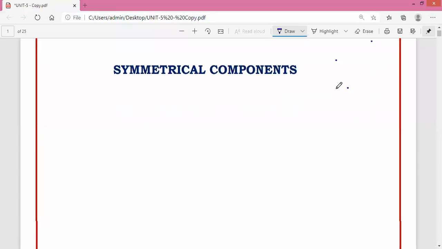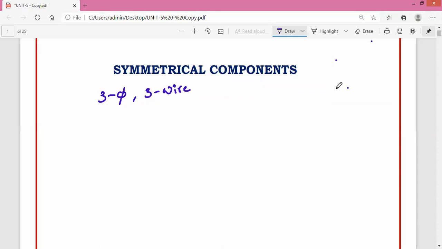So coming to symmetrical components. The power system network is a three-phase, three-wire system. Generally we use a three-phase, three-wire system when the system is working in a balanced condition. So what do you mean by balanced condition? When a balanced load is connected to a power system network, that can be called a balanced system. When the three phases have a phase displacement of 120 degrees, that system can be called a balanced system.